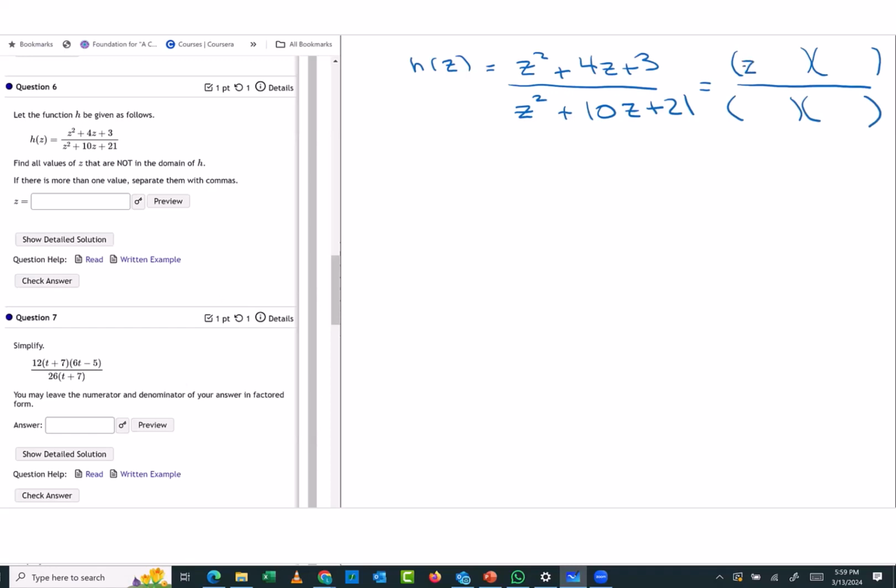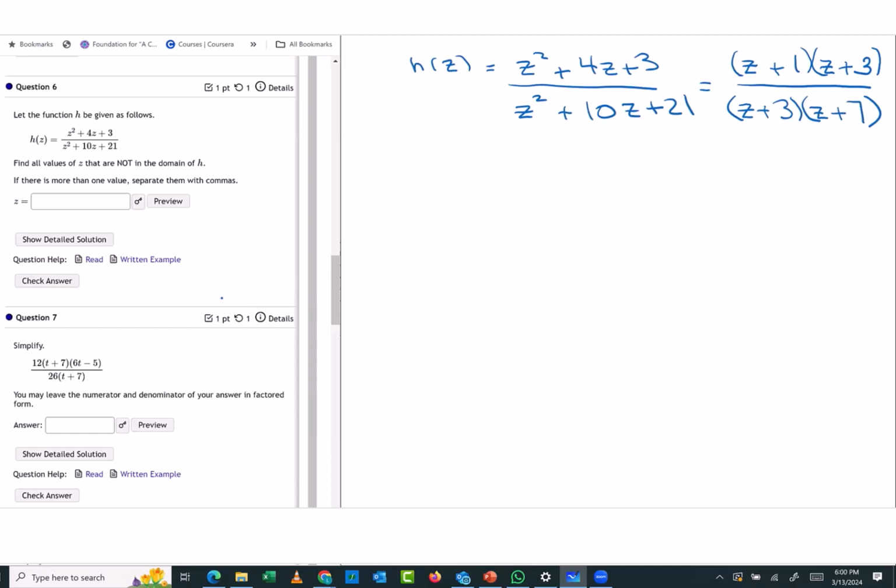The top one is going to be z and z, and 3 can only be 1 and 3. And everything is positive, so this is plus and this is plus. My first times first is z squared. My inner times inner and my outer times outer add up to 4z, and my last times last is 3. If you don't understand what I did, don't worry. Just do the method until you get used to it. 21 is really just 3 and 7. Let h be the function, so we have that done.